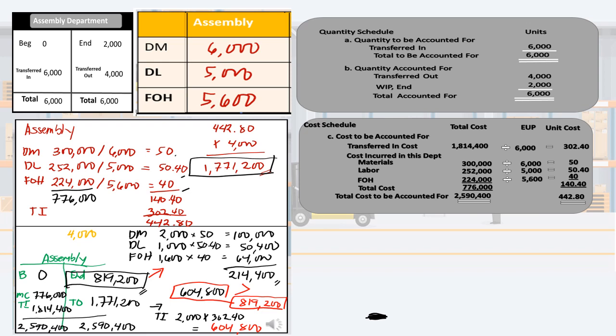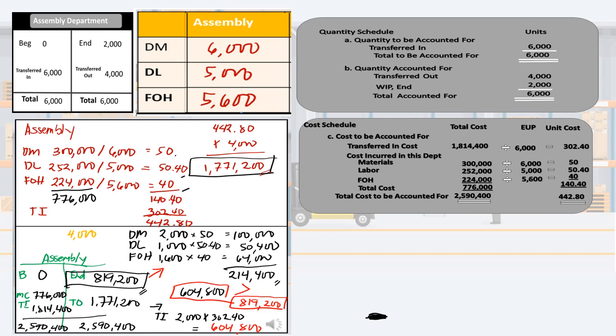So, unahin po natin yung transferred in cost. Dito, meron na tayong nilagay kasi meron tayong naipasang cost from cutting to assembly department. So, dahil assembly ang ginagawa natin, meron po tayong ilalagay sa transferred in. So, ang naipasa na cost is 1,814,400. I-divide lang natin sa EUP ng transferred in, which is 6,000 units. So, yung ating unit cost ay 302.4, which is na-compute din natin yan last time.